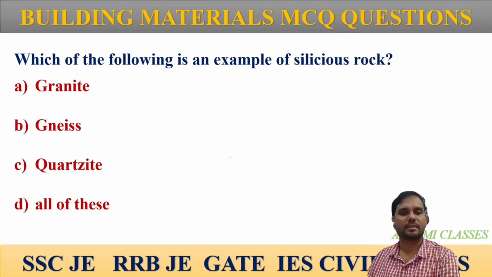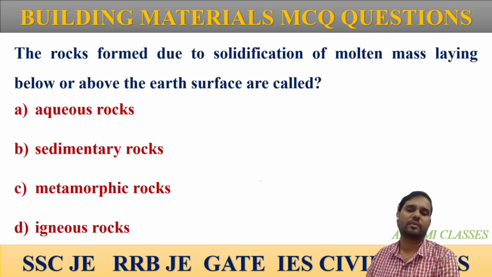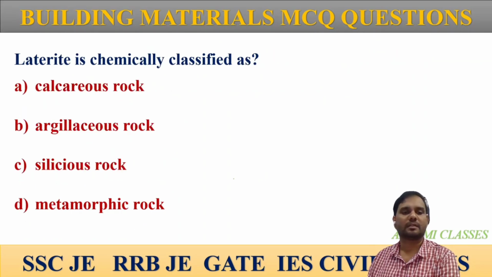Which of the following is an example of siliceous rock? Granite, gneiss, quartzite, all of these. Gypsum is added in the manufacture of Portland cement at the end of grinding the clinker into powder. The rocks formed due to solidification of molten mass lying below or above the earth surface are called igneous rock.